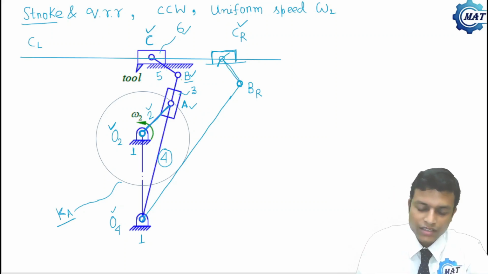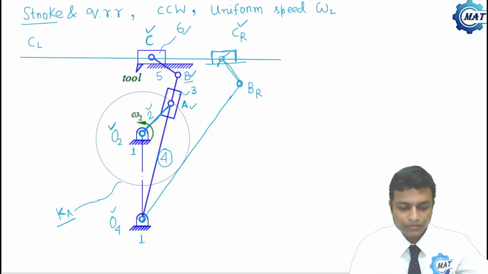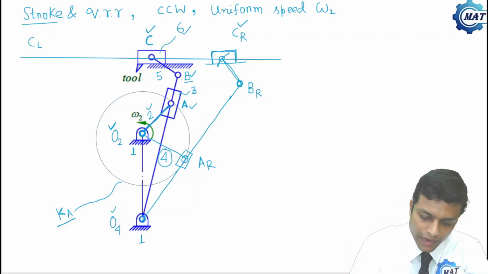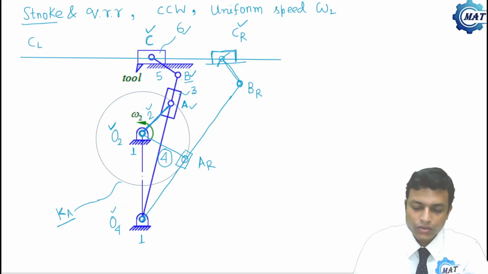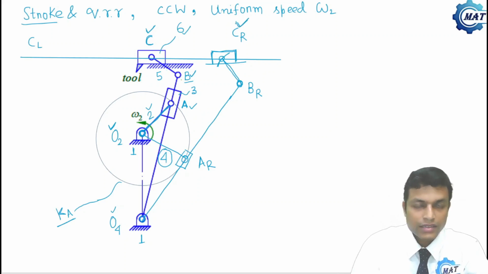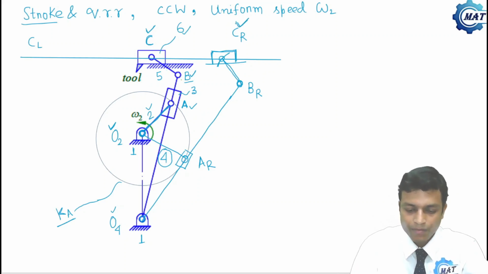So at the extreme right instant, the mechanism will be like this. This point is AR. So this is the slider. This is AR. So O2AR, O4BR and BR to CR. So this is the instant when point C is at extreme right.